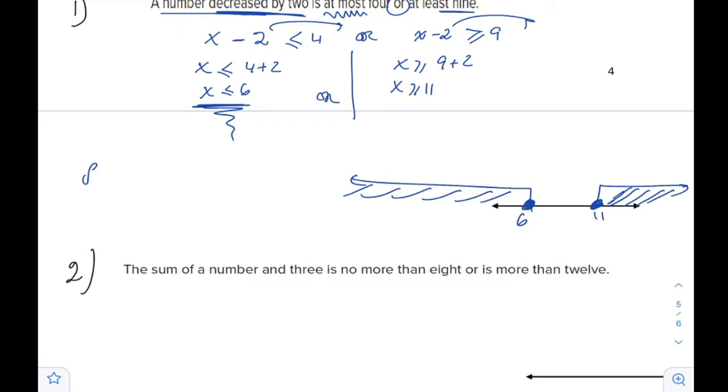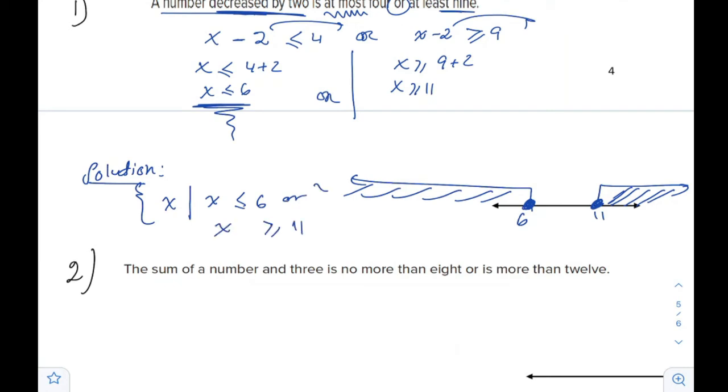We can write the solution in set form: x such that x is less than or equal to 6 or x is more than or equal to 11. Just list the solution. Perfect.